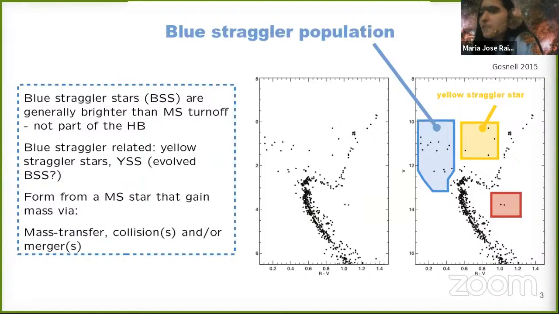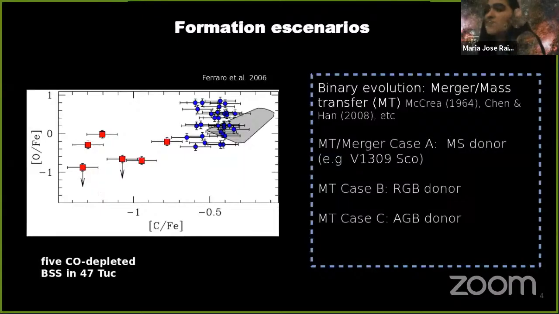And all formation theories rely on the basic premise that blue stragglers are formed by adding mass to a main sequence star in some way. In cluster environments, there are four main possible scenarios. One of the most accepted scenarios is the evolution of primordial binaries. In this scenario, the stragglers are formed via mass transfer or via merger, and the properties of the resulting star will depend on the nature of the donor.